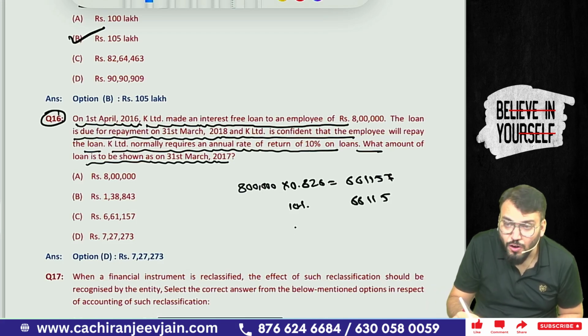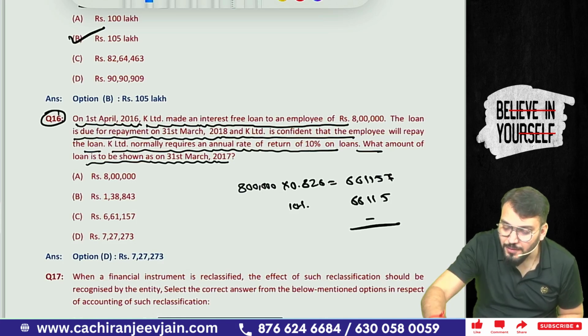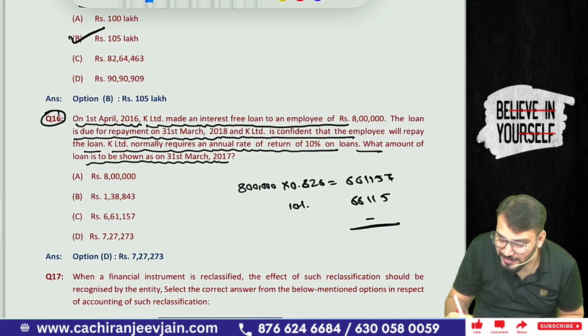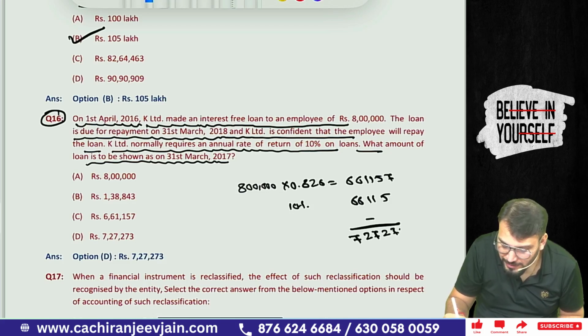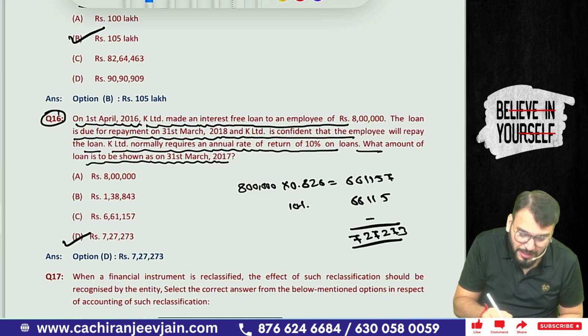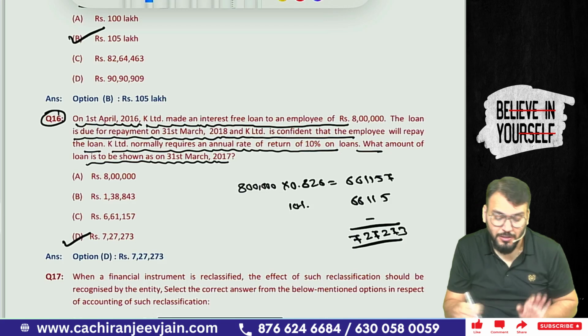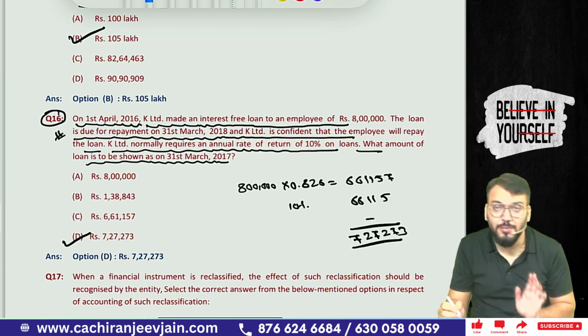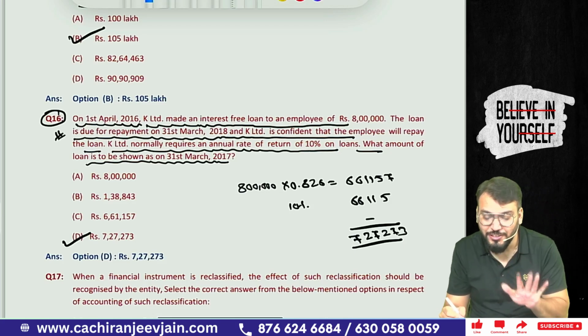66,115, and the contractual cash inflow is 0. Therefore it will be how much? It will be 7,27,273. This is the answer. The option number D is correct. This is also a very good question. It means you will be confused in the exam. Question number 16 is also a good question for MCQ.